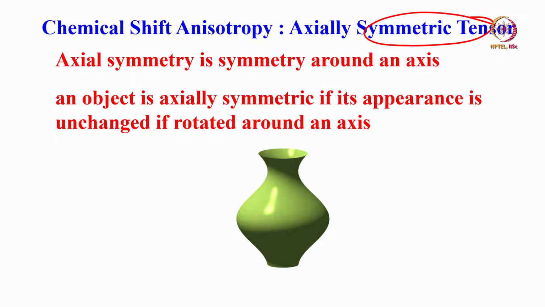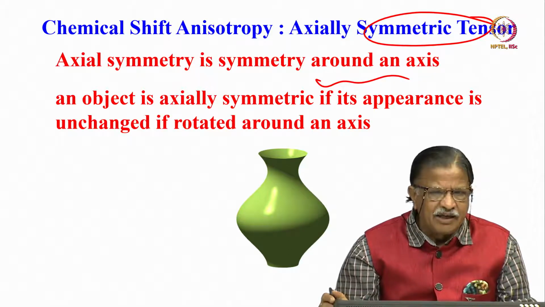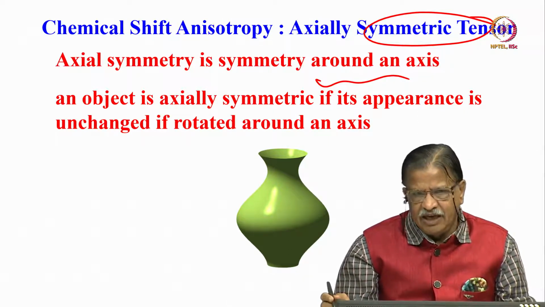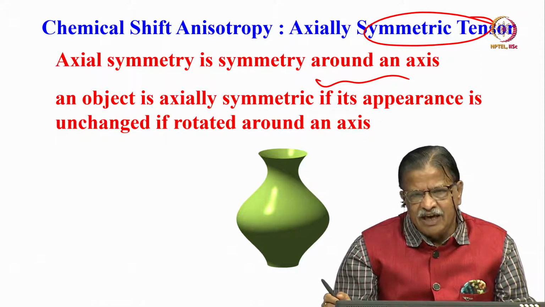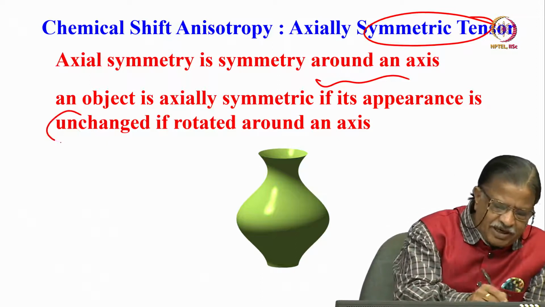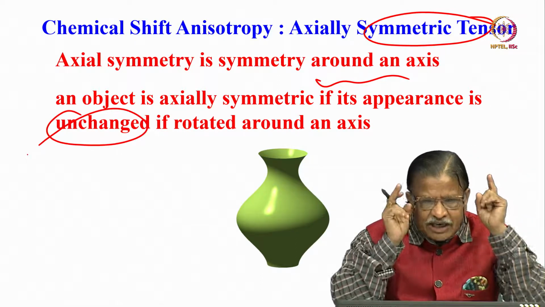Axial symmetry defines symmetry around an axis. When do you say an object is axially symmetric? You would have studied this in your matrices. An object is axially symmetric if its appearance is unchanged when rotated about an axis.